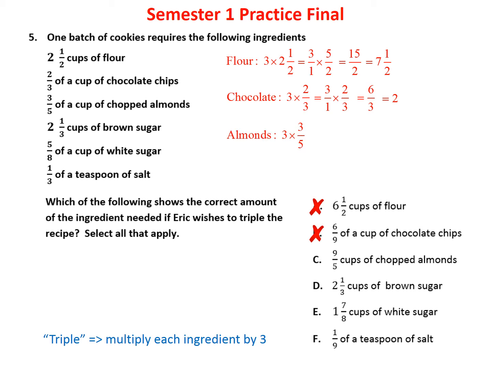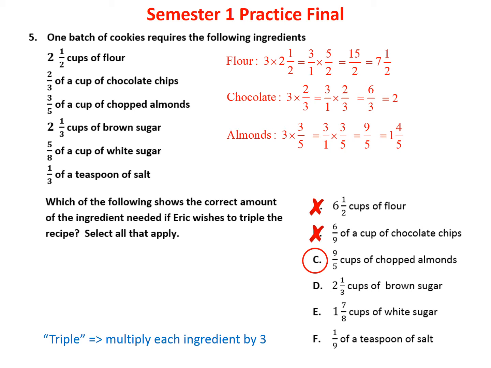Look at the chopped almonds next. 3 times 3/5. Again, make that 3 over 1 times 3/5. Multiply the numerators, 9. The denominators are 5. 5 goes into 9 one time with 4 left over, so 1 4/5 or 9/5. Notice the answer is 9/5. So this one would be a correct amount of almonds if we triple it. So C is a possible answer, is one answer.